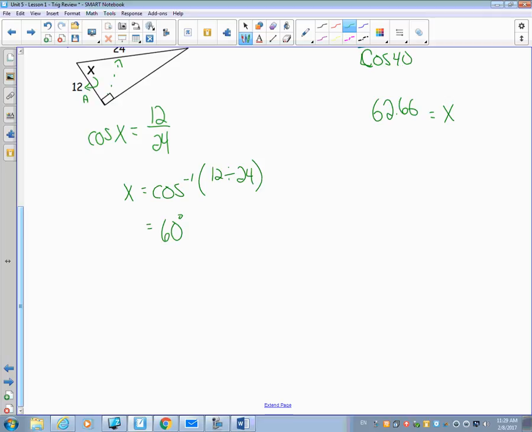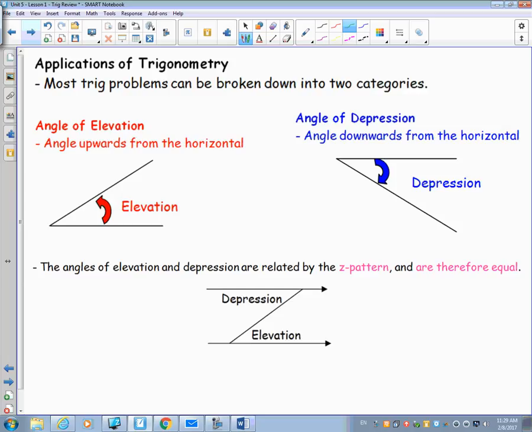Okay. Let's use them a little bit. So, some applications we should be familiar with. Most word problems can be broken down into one of 2 categories. They could be depression or elevation. Elevation references the horizontal line and upwards. So if we were standing looking out a window of a building, there's my building, ground. If I looked normally out the window, I would have an angle of 0. But if I look upwards, I've elevated my view, my angle of elevation.